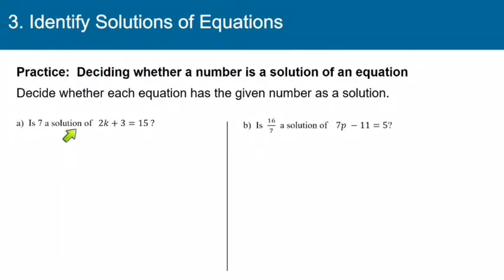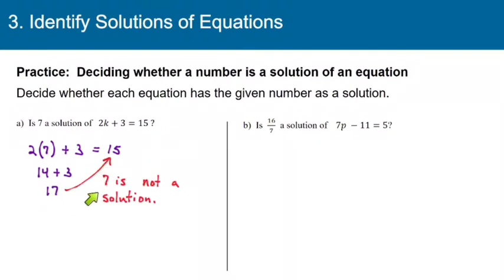Is 7 a solution of 2k plus 3 equals 15? Well, let's plug our 7 in place of our unknown number and see what happens. So we'll have 2 times 7 plus 3 equals 15, and we want to find out if this is true. So 2 times 7 would be 14, and then 14 plus 3 would be 17. And 17 is not the same as 15.